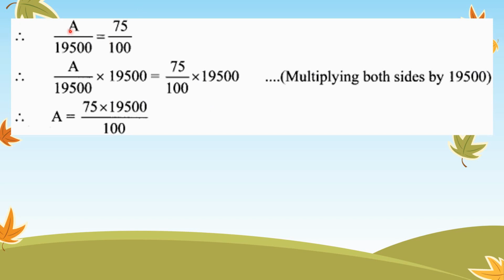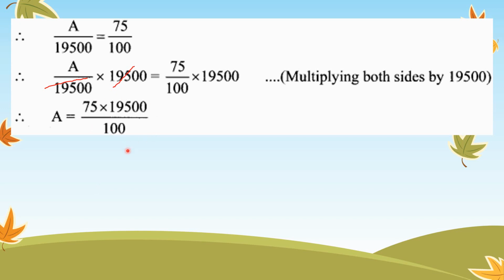So A upon 19,500 is equal to 75 upon 100. Here we will multiply both sides by 19,500. So A upon 19,500 multiplied by 19,500 is equal to 75 upon 100 multiplied by 19,500. Now we will solve this here. This 19,500 and this will get cancelled. So A is equal to 75 multiplied by 19,500 upon 100.